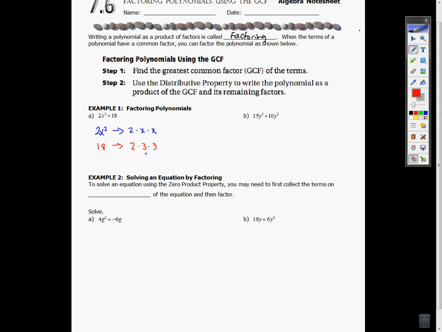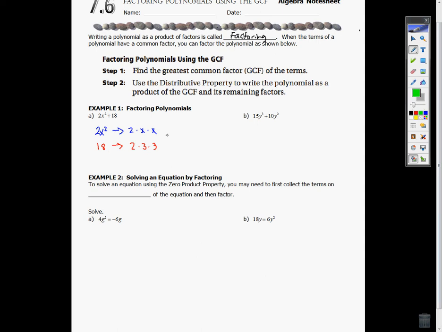Now, what do all these things have in common? They're all prime numbers, which means none of these numbers can be factored down anymore. So that's how I know that this is the simplest form of writing 18. So these are all the factors of 18. These are all the factors of 2x squared.